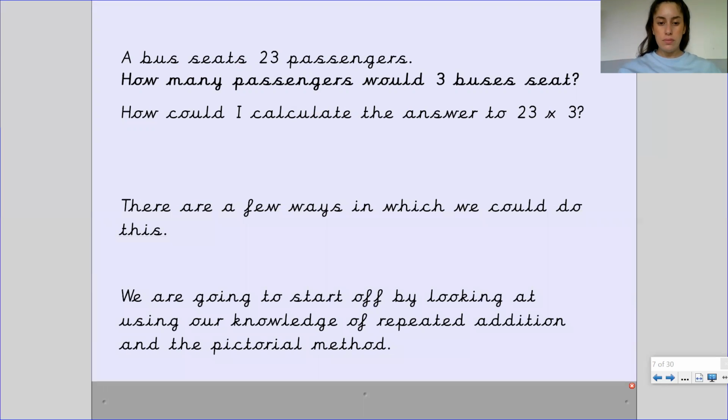Okay. So there are a few ways in which we can do this. We're going to start off by looking at using our knowledge of repeated addition and the pictorial method. Repeated addition, if you remember, is when we repeatedly add the same number together. So have a think, which number would we be adding together to find the answer to this calculation? Well, we would be adding 23 together 3 times because there are 3 lots of 23.